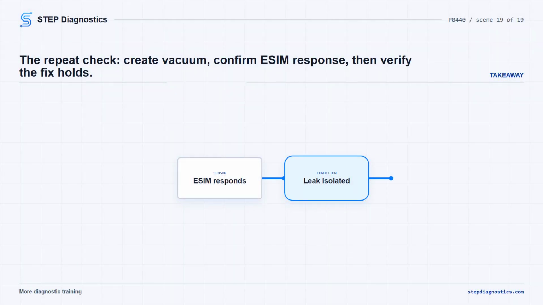Keep verification separate from fault finding. Once the leak or response problem is repaired, repeat the intrusive leak evaluation and confirm the ESIM switch and fuel tank pressure behavior stay in range through the test.